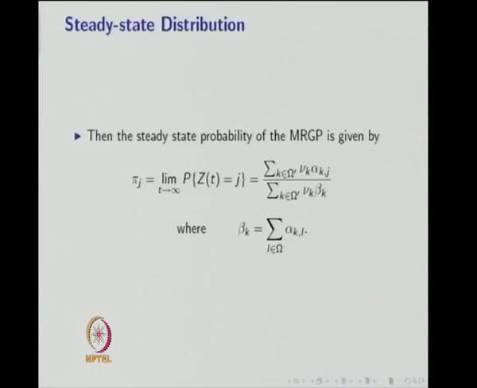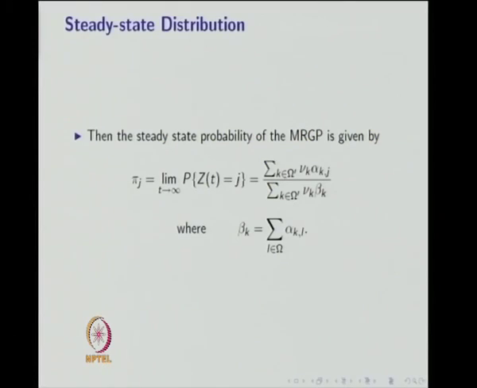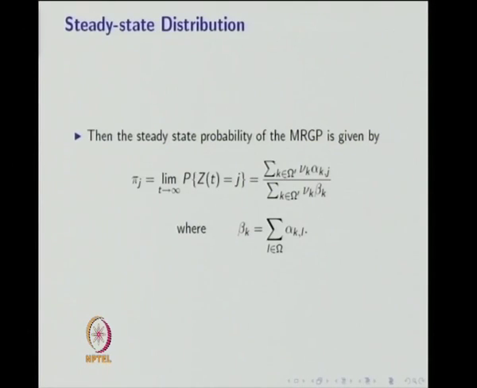properties are satisfied, then the steady state probability vector pi, whose elements are pi j, is nothing but the limit as t tends to infinity of the probability that Z of t is equal to j, given by this formula, where bk is nothing but the summation of alpha k. So, as long as these three properties are satisfied, that means the sample path has to be right continuous, the semi-Markov process has to be irreducible, aperiodic and positive recurrent, and you need a positive solution, the steady state probability vector, then you can get the steady state probability for the Markov regenerative process.